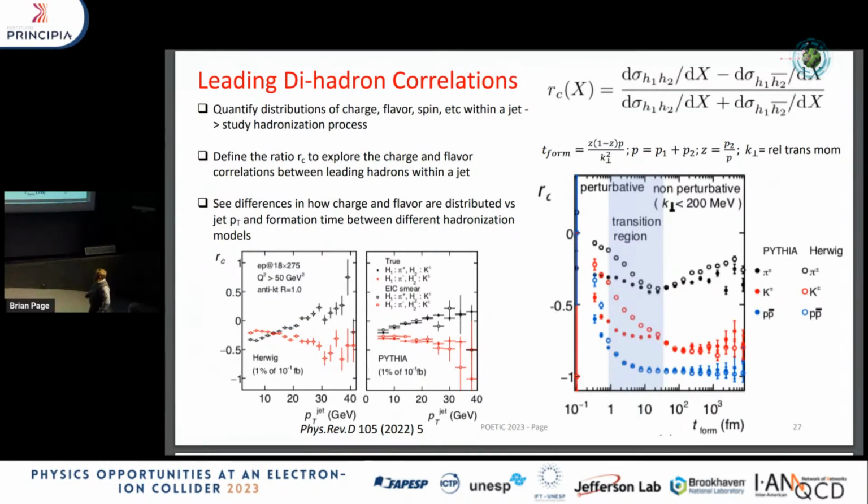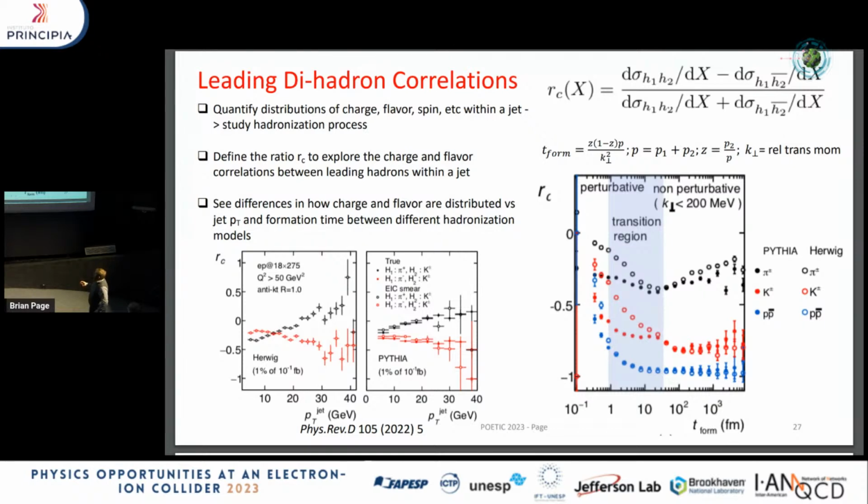You can also look just individually at hadrons within the jet. Here we see a recent paper where they proposed what they call R_C. It's basically a charge ratio of the two leading hadrons within the jet. So you can look at, for example, charge correlations as a function of jet pT, or say formation time, which is telling you kind of when in the shower evolution these things occur.